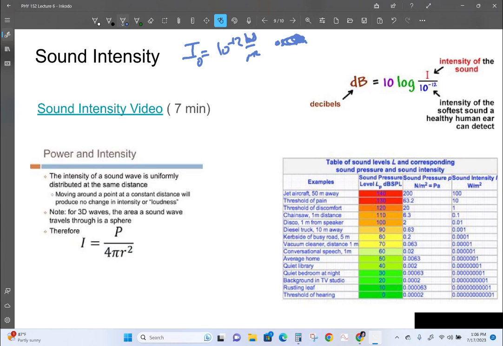So if you want to compare how intense a sound is to that base intensity, you would use this equation here. We won't really be making calculations with this, but you do need to understand that it's related to the amplitude of the wave. And you need to understand that the threshold of hearing, which is a sound level 0, has an intensity of 10 to the negative 12. A jet aircraft, on the other hand, if you're just 50 meters away, has a sound level of 140 and a sound intensity of 100 compared to what you would hear at the threshold of hearing.